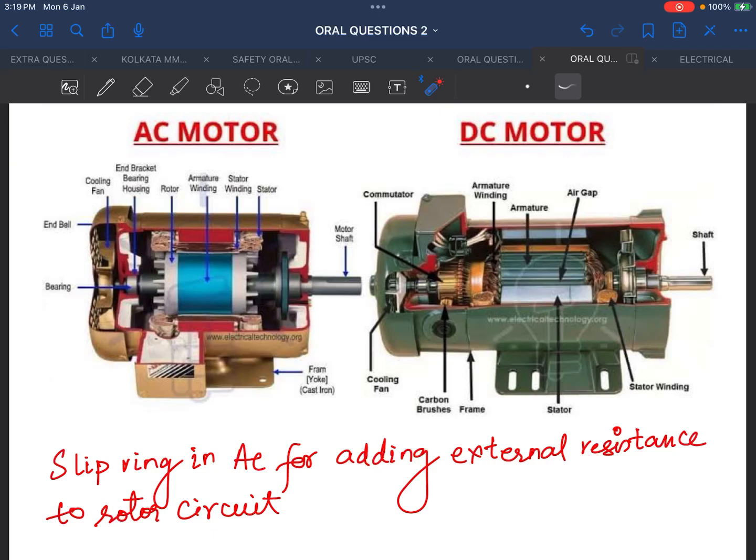Due to this, another magnetic field will be produced, because the rotor bars are short circuited by the end rings, and whenever a current carrying conductor is placed in a magnetic field, there will be an induced EMF.